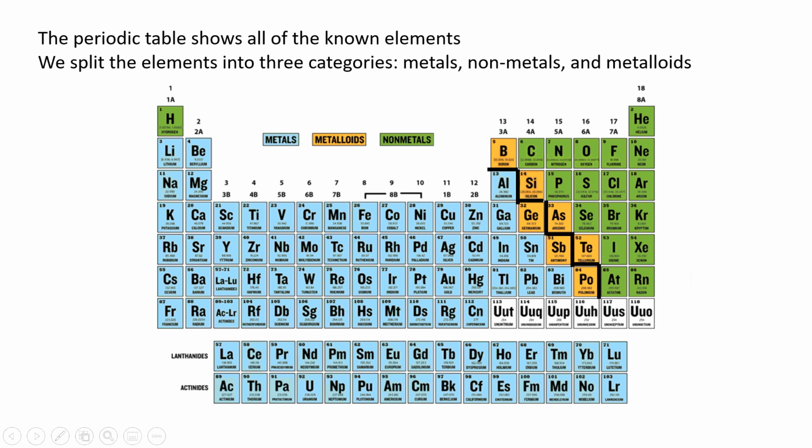The periodic table shows all of the known elements. You can see all the element symbols here. So there's cobalt right there. There's carbon, there's oxygen, there's silver.